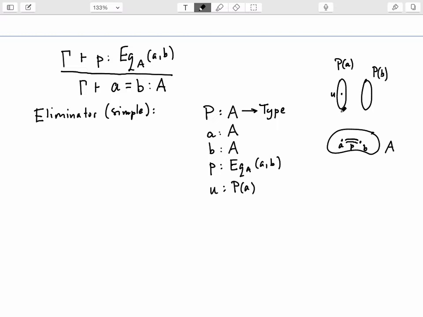And now the simple eliminator tells us that I can take this u, transport it over, and I get something here. This could be written in a semi-sloppy way as transport. Well, let's not do it in a sloppy way. From this data, I want to get something that I might call transport along p of u: using the path p from a to b, you can transport u to land in P of b.